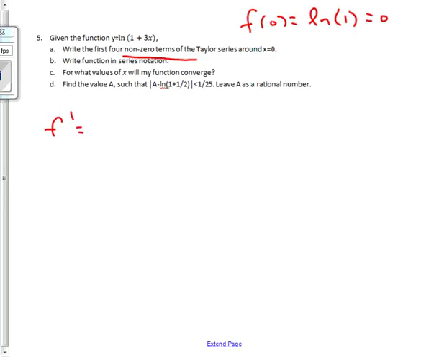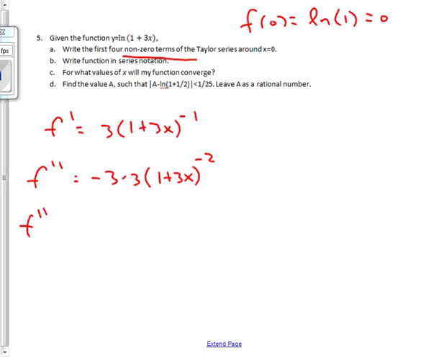F prime is 3 times (1 plus 3x) to the negative 1. F double prime is negative 3 times 3 times (1 plus 3x) to the negative 2. And one of the things that's really helpful when you do these problems is to not be simplifying these numbers. Don't write that negative 9. It's helpful to carry out the numbers so that we start recognizing where and how numbers arrive so that we can see the pattern easier. So now we get 2 times 3 times 3 times 3, (1 plus 3x) to the negative 3.